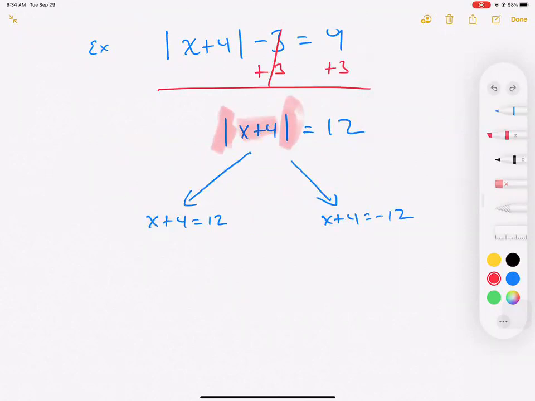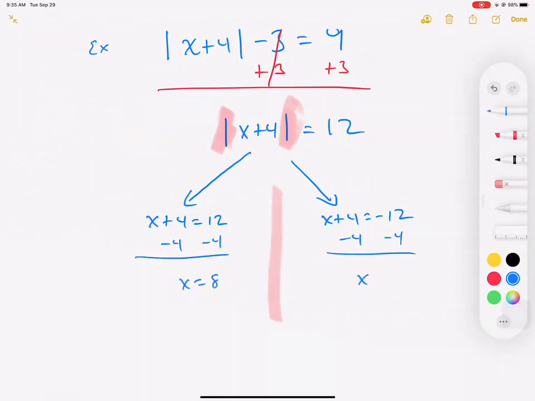So this 12 becomes a positive 12 and a negative 12. And then our next step is just to solve the problem separately. This becomes 2 easier equations. -4, -4. But guess what? You're going to do the exact same steps on the other side. X is equal to 8. X is equal to, okay, -12 minus 4. You owe me $12 and you owe me 4 more. You owe me a lot of money. You owe me 16 bucks.